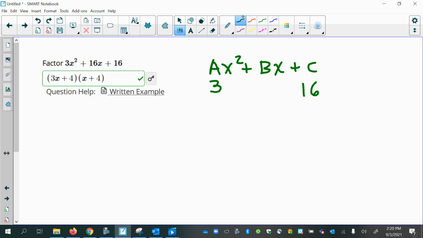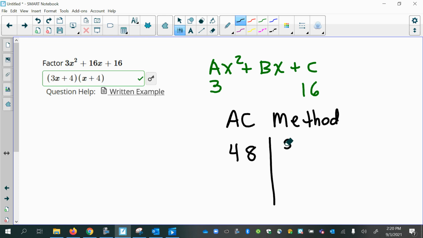So the AC method is where you multiply a times c. In this case, 3 times 16 would be 48. And then you look for the factor pair that would give you 48 when you multiply them, but when you add them, would give you positive 16. And again, we think, okay, this is going to have to be a positive times a positive, so that when I add them, I will get a positive.